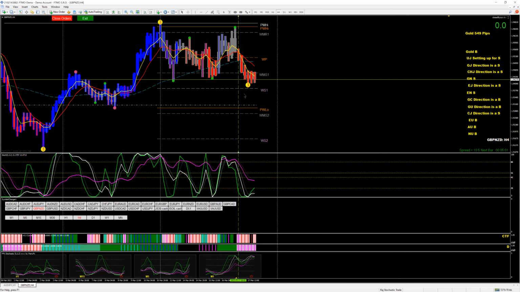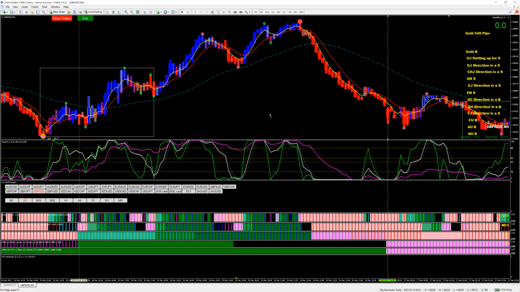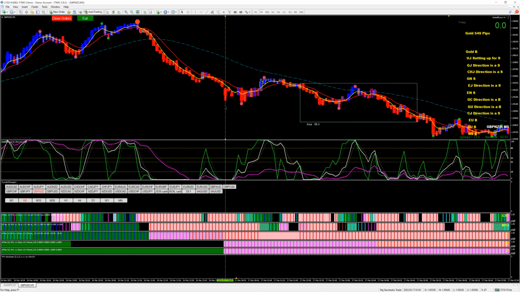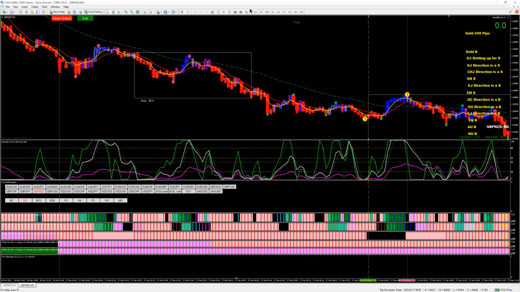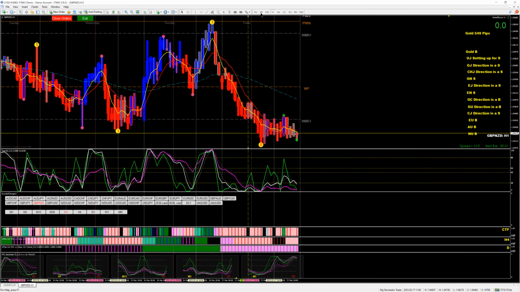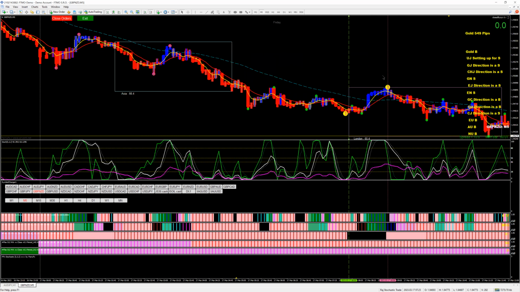Let's see if that's true. Yeah, it came out of the peak. So we already know the 4 hour is set. One hour went up and down. 1 hour peaked and gave you a small peak here. You can see the peak. It came out over here.